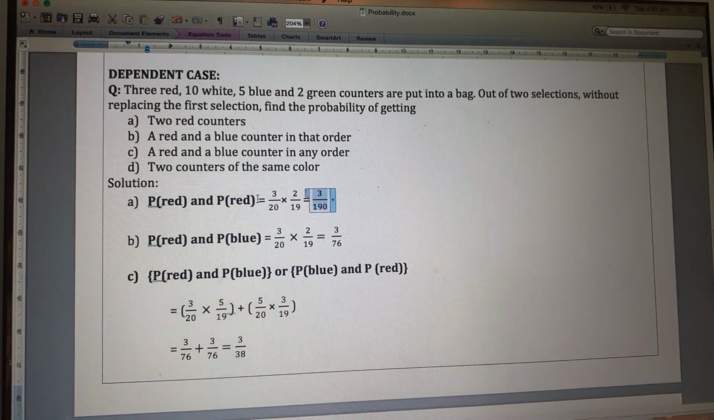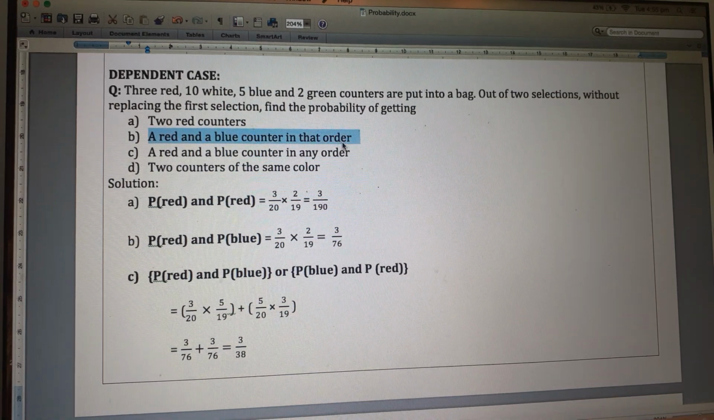In this case, this was the dependent case. Now in the second one, I am going to have a red and a blue counter in that order. It means first I have to choose my red counter and then I have to choose a blue counter. So this is my first selection, and in the first selection, total counters are 20 and red counters are 3. So 3 out of 20 will be the probability of red counters.